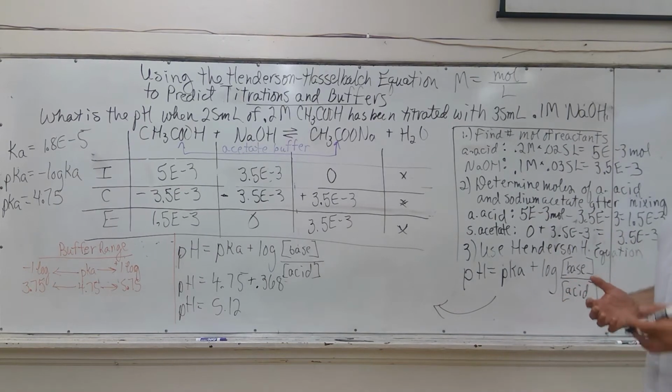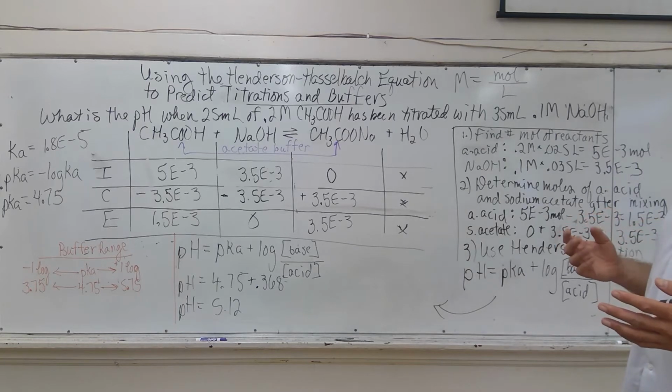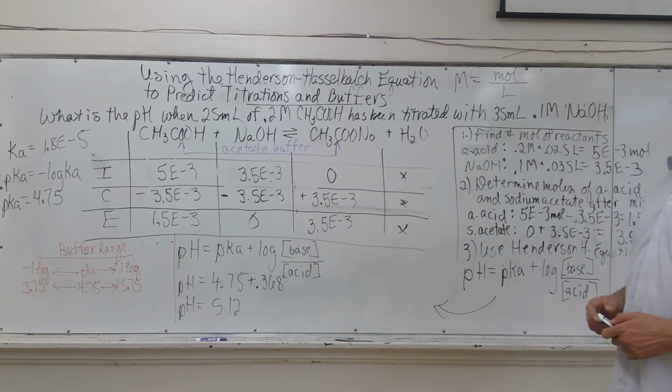This week we've been learning about the Henderson-Hasselbalch equation and how it is an effective tool in predicting quantitatively a titration of a weak acid by a strong base or a strong base by a weak acid. In a previous video, I gave an example of titrating acetic acid with sodium hydroxide. I'm going to give another example here.